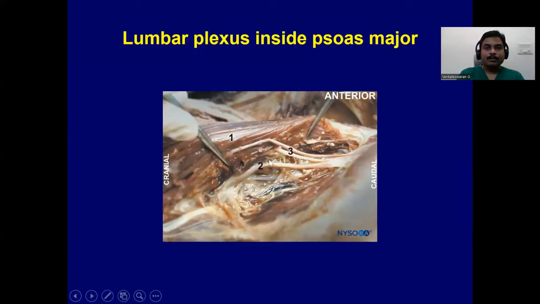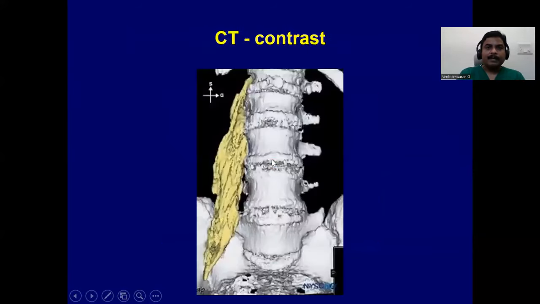Following the dissection of the psoas major, we can see the presence of the lumbar plexus within the substance of the psoas major muscle itself. And this is the CT done after a lumbar plexus block with contrast. The CT shows the whole psoas major muscle gets soaked with contrast. So that means the whole lumbar plexus is formed within the psoas major muscle.